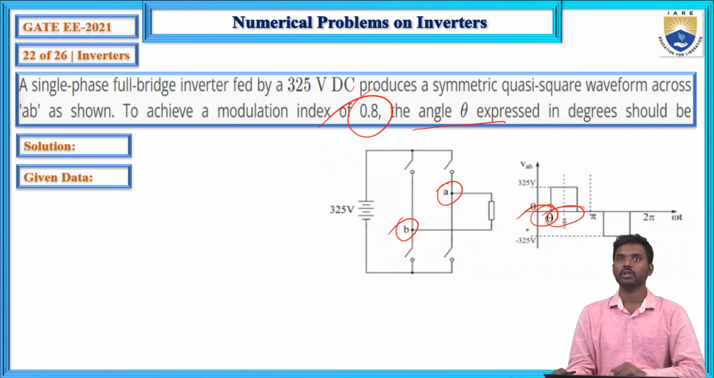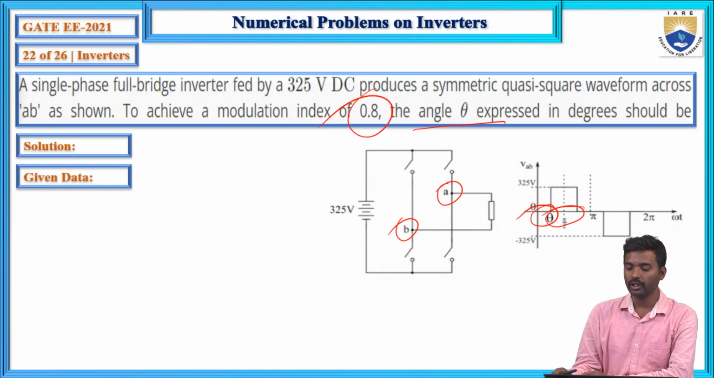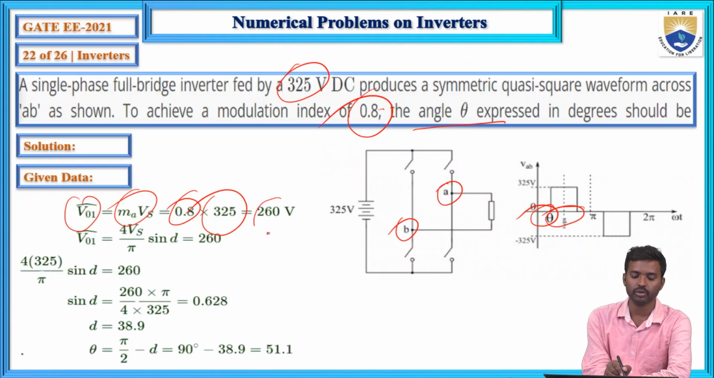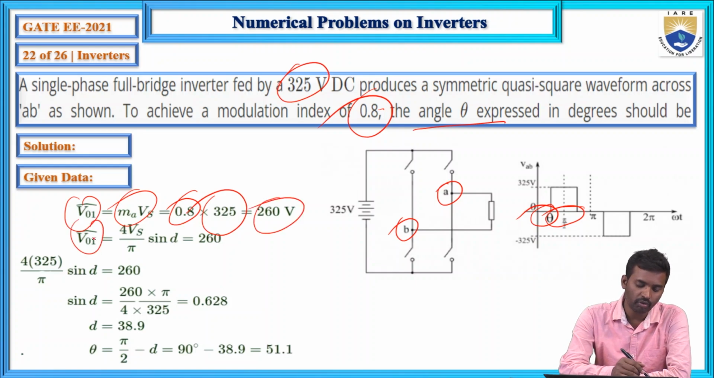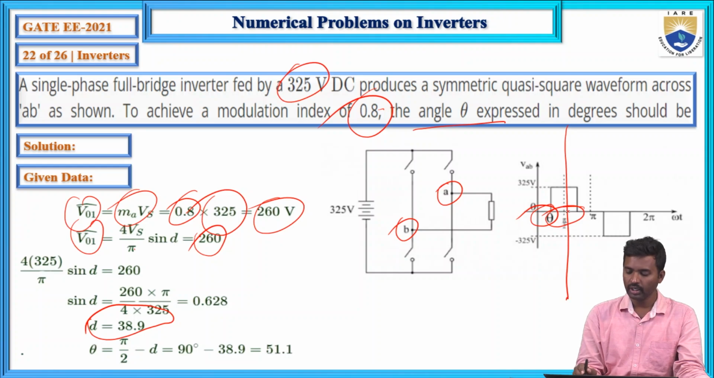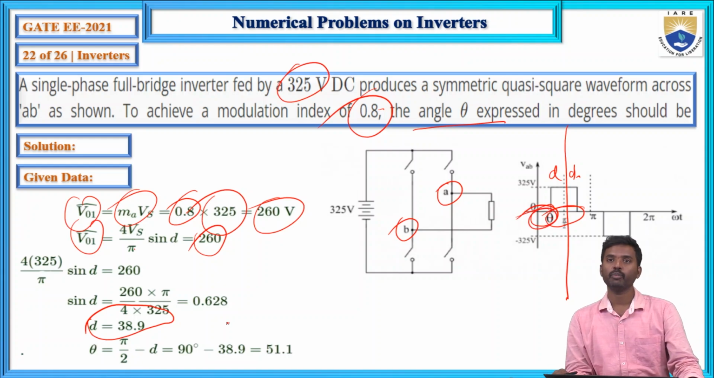First calculate the pulse width 2D value, and from that calculate the theta value. Now V01 equals M into Vs. M is given 0.8 and Vs is given 325, so that is 260. Now V01 equals 4 Vs by π sin D equals 260. From this the D value is calculated, that is 38.9. Now this is D and this is D. So π by 2 minus D is theta, that is 51.1.